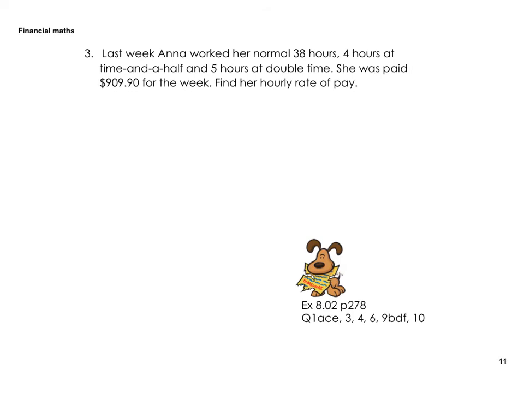Okay, question 3, this is a hard one. Last week, Anna worked her normal 38 hours, 4 hours at time and a half, and 5 hours at double time. She was paid $909.90 for the week. Find her hourly rate of pay. So we know the amount she got, but we don't know what the rate is. If we don't know something, let's call it X. So let the hourly rate be X. So we're going to have a normal rate plus time and a half rate plus double time to give us the final amount. So our whole statement needs to add to 909.90.